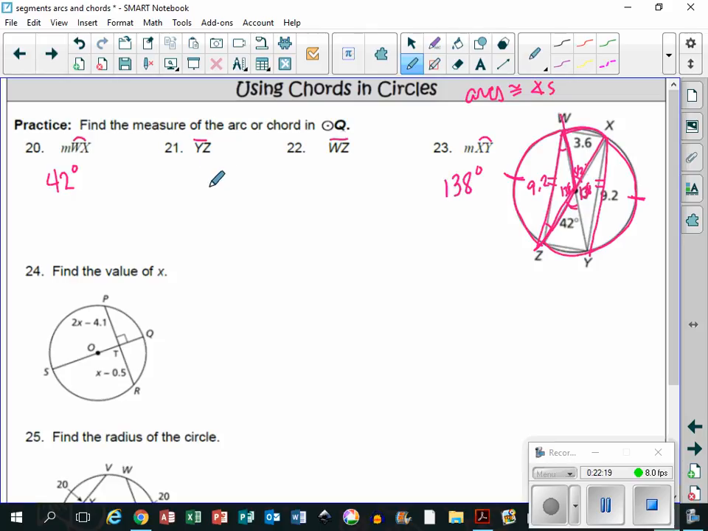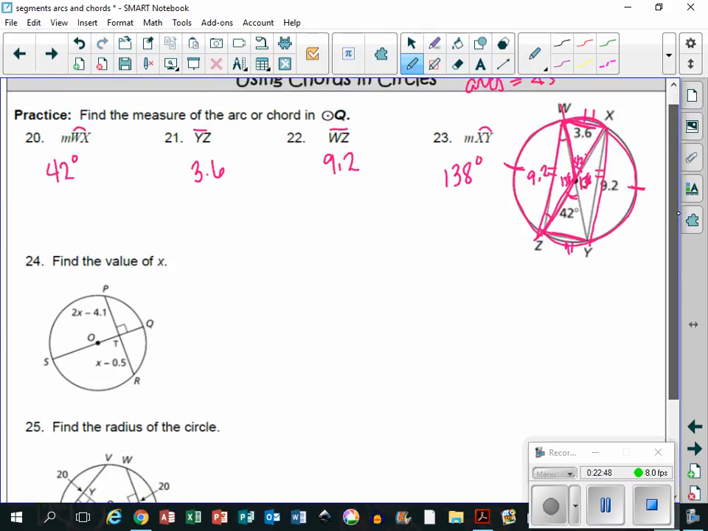And the same thing here. This chord will be equal to this chord because this arc equals this arc. So if you have two arcs equal, you have two chords that are equal. So you have to find those. So this is going to be 3.6 and this one is 9.2. So basically you have a rectangle. So you have some right angles, which means you can use the Pythagorean theorem, depending on what they're asking you to find. So let's look at this next one.